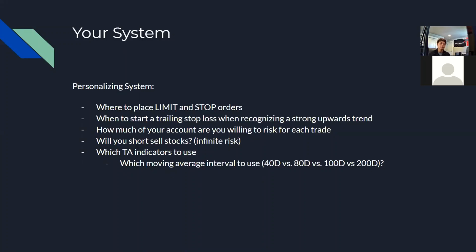And finally, you should think about which technical analysis indicators to use. One decision you have to make is what moving average interval should I use? We went over the moving average last week, but basically it tracks the average price over a specific interval of time. So should you use a 40-day interval, an 80-day, a 100-day, or 200-day? This all depends on your trading style, like how high a quality of trades you want to buy in at. The higher the time interval that you're tracking, the better quality trades you're going to have, but at a lower frequency.